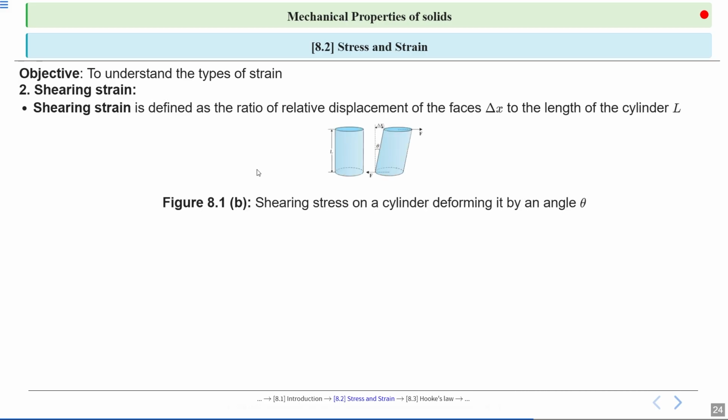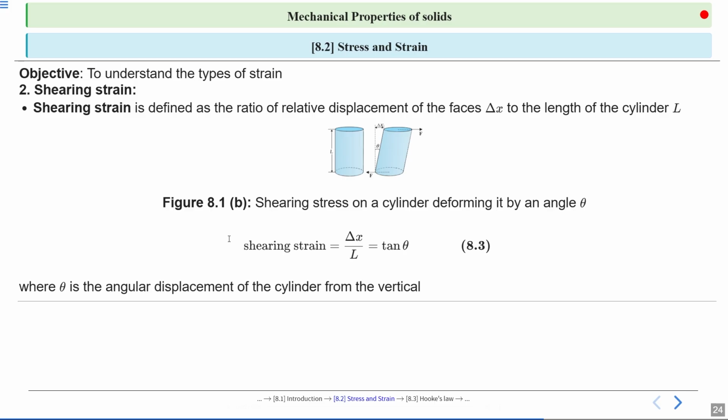So if we talk about the definition, shearing strain is defined as the ratio of the relative displacement of the four faces, delta x, to the length of the cylinder L. This concept is illustrated in figure 8.1b, where you can see how the cylinder deforms by an angle theta. So look here, deformed by angle theta, and forces are applied opposite.